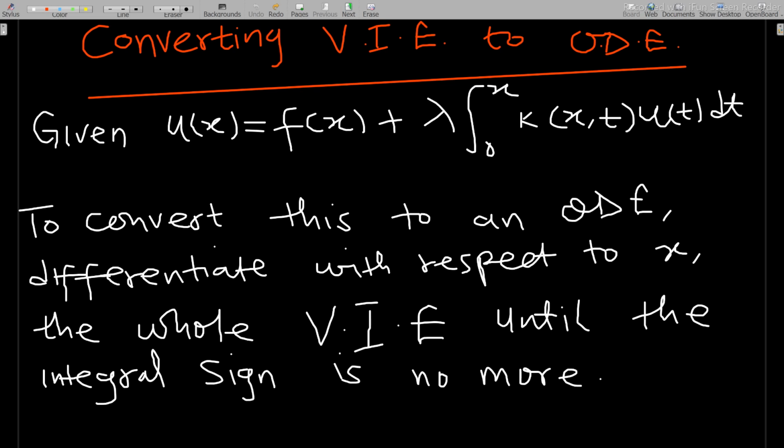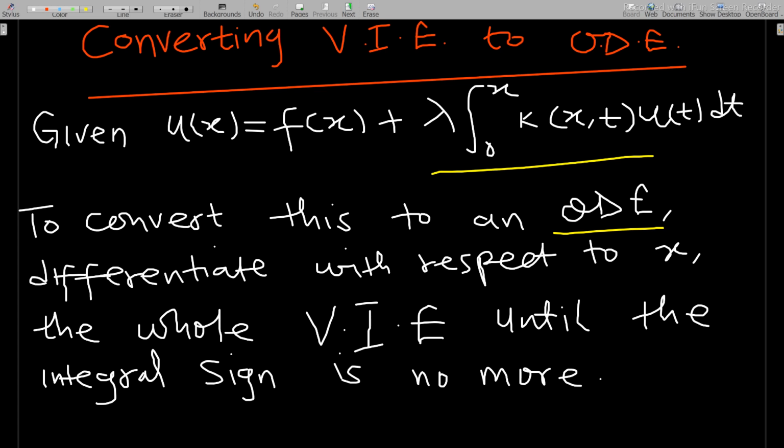So if you have that, then to convert this to an ODE, just read that with me. We have to differentiate with respect to x the whole of the VIE, that's the Volterra's integral equation, until the integral sign is no more. So what we are going to do is we'll pick an example that involves an integral sign like this, and if you want to convert it to an ODE, you have to change the integral sign to a differential sign. In that, we'll have to differentiate the whole VIE to the point that we won't get any of the integral signs present again, okay?